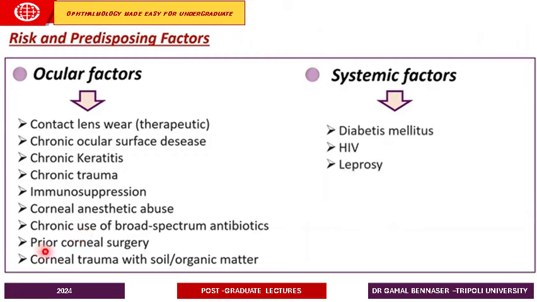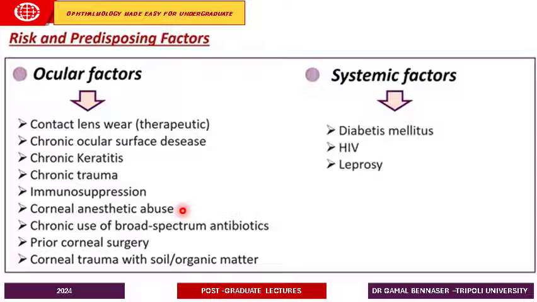And also prior corneal surgery, namely keratoplasty, is very important because they have a combination of ocular surface problems as well as chronic use of steroids. Also corneal trauma with soil or organic matter is an important source of contamination. Another systemic risk factor is diabetes mellitus and immune suppression like HIV and leprosy. These are the general risk factors for fungal keratitis.